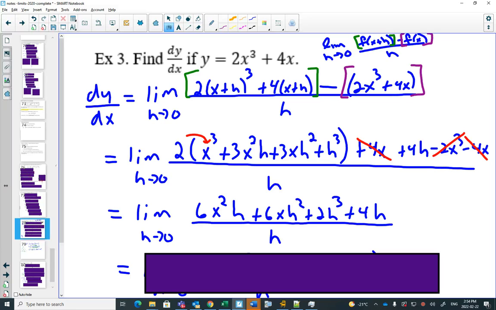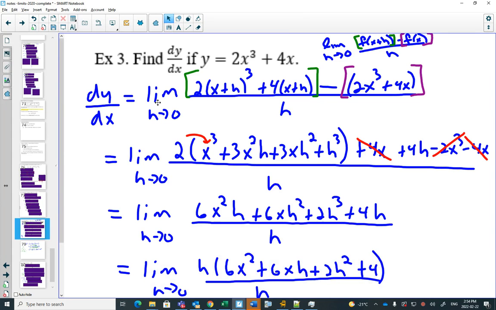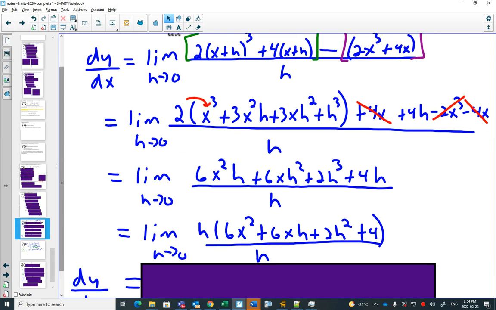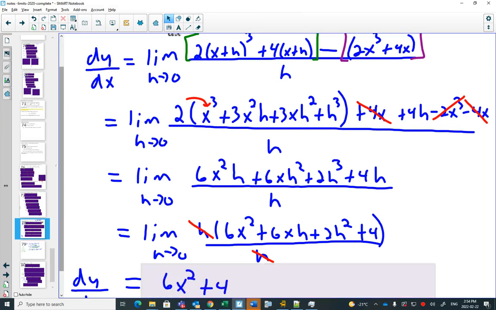And each of those has a common factor of h in it, so I can factor that common factor of h out. Again, this has been our goal all along, so that these h's will simplify. And once that h is simplified, you can now evaluate this limit by plugging in 0 for h, and all you'd be left with is 6x² + 4.